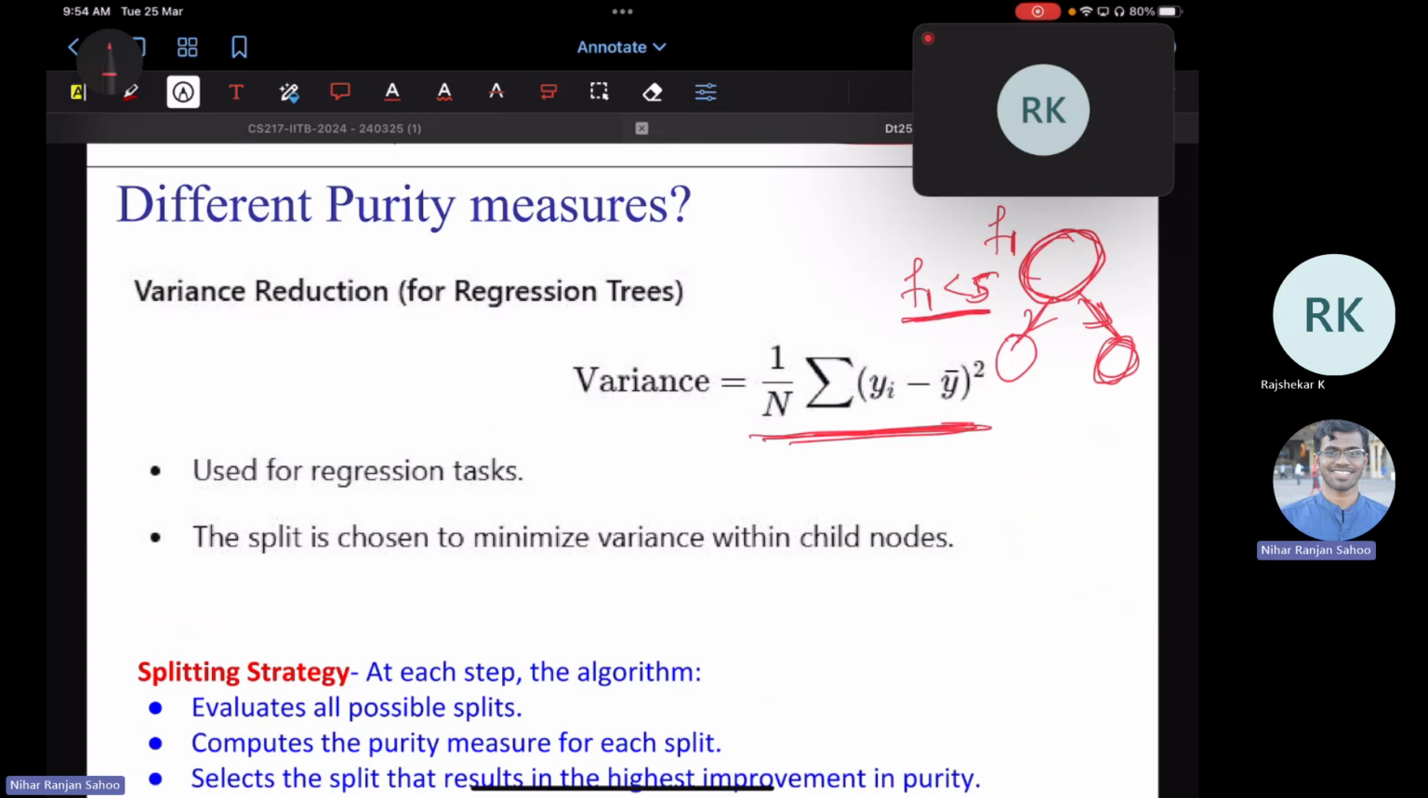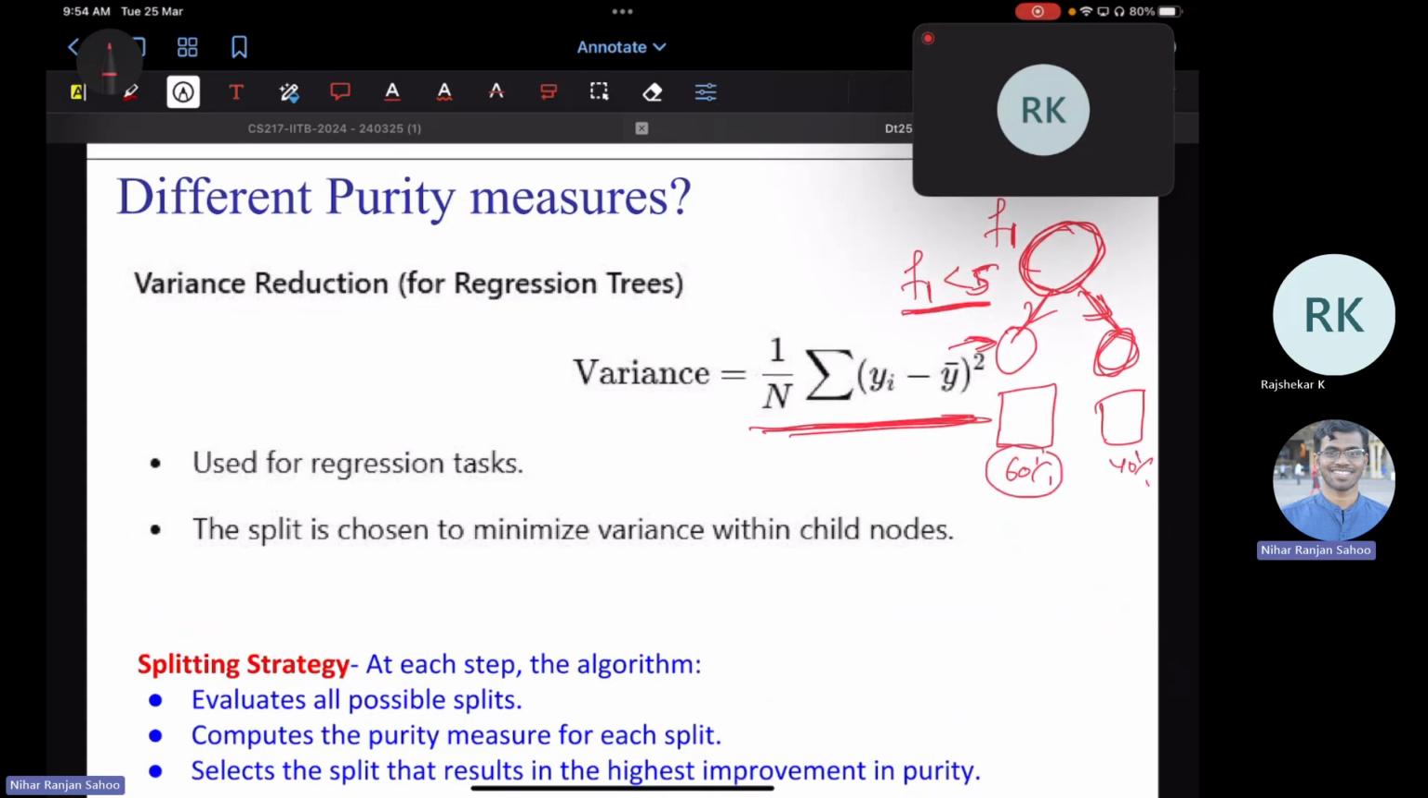Based on this feature f1 less than 5, let's say 60% of the data points will come here, 40% of the data points will come here. You are splitting the data points and supplying them to the nodes at layer 1, or the leaf nodes, otherwise nodes at layer 1, right? So based on these 60% of data points, you compute the variance: whatever the ground truth yi, whatever the predicted y, take the mean of that, you compute the variance.